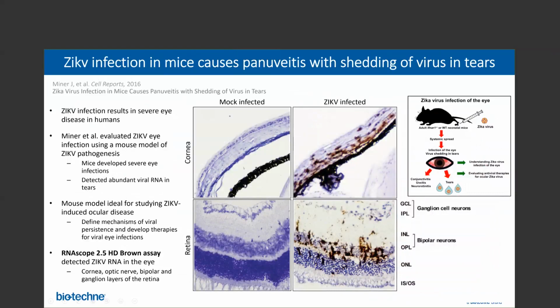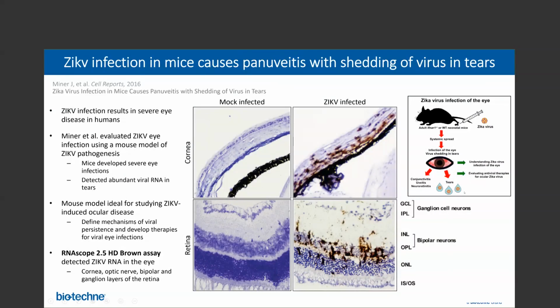This is another example highlighting the use of the RNAscope Brown assay in infectious disease research. These group of researchers wanted to study the pathogenesis of Zika virus, specifically in the eye tissue. And for this particular experiment, they injected a mouse model with active Zika virus and then isolated the eye tissue to look at the expression of the viral RNA within the eye.